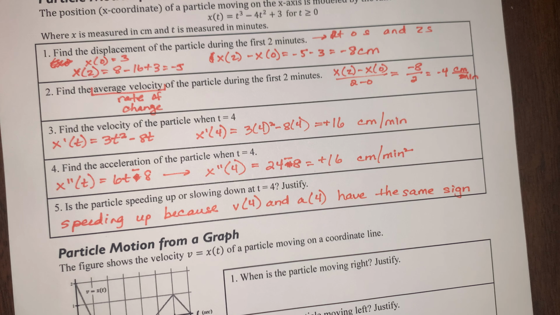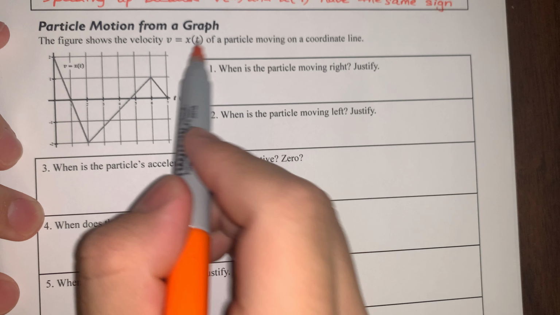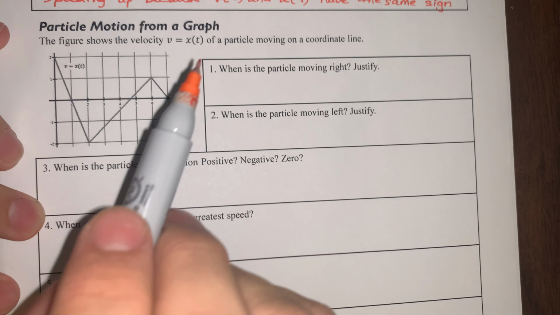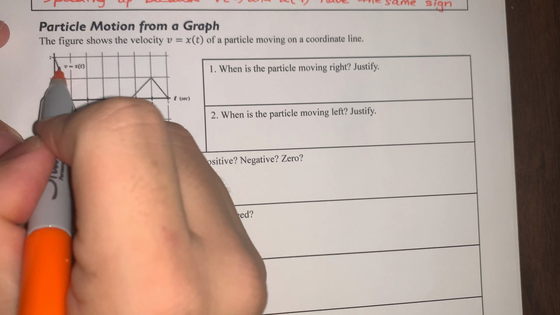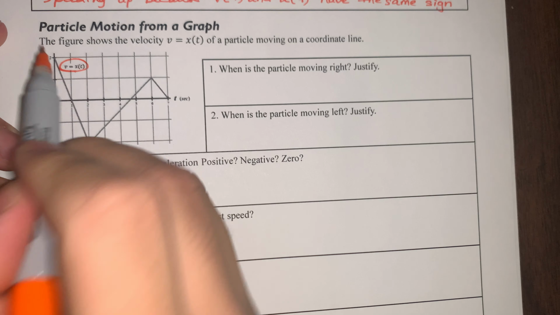All right. So those are pretty typical types of questions that you would see if you have a position function and they ask for velocity and acceleration. Now let's get into the graph, and this is the one that I feel is going to trip you guys up a lot. It says that the figure shows the velocity v equals x of t of a particle moving on a coordinate line. So yes, a lot of us are so used to seeing our position graph, right? And then saying, oh, well, the derivative is just the slope of all of this, and then we're looking at the velocity and acceleration. This time, you have to read to see what the graph is about. This is the velocity function.